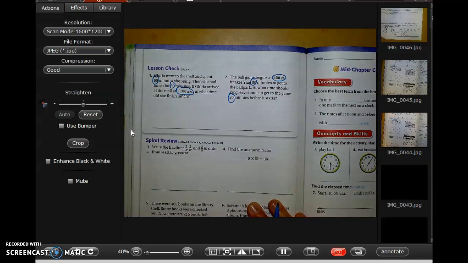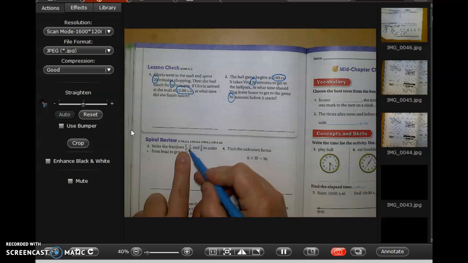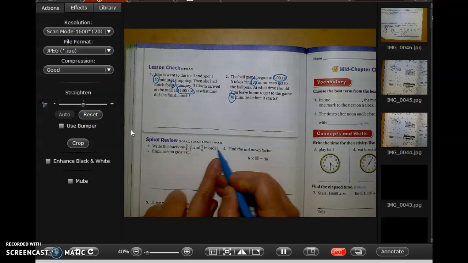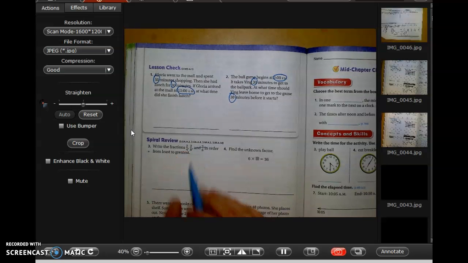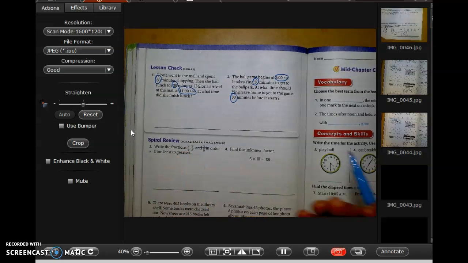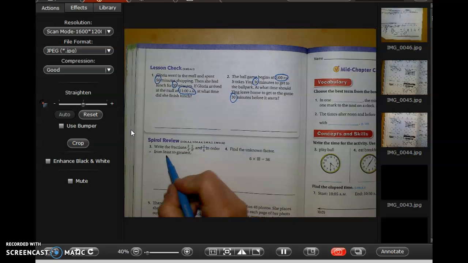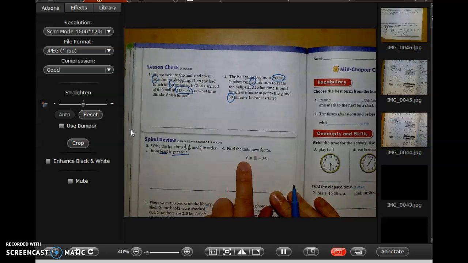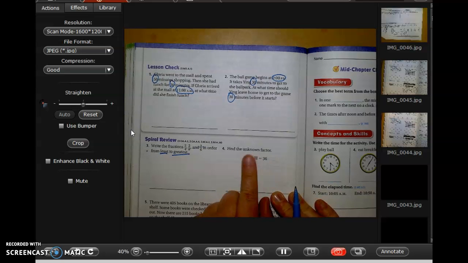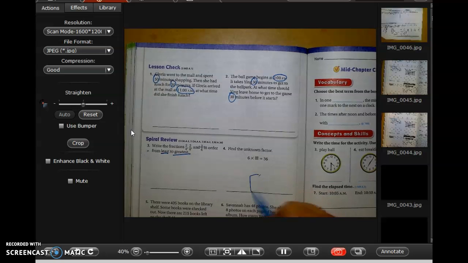Make your number line. Spiral review. Write the fractions 2/4, 2/8, and 2/6 in order from least to greatest. Think about they have the same numerator, and we know the bigger the denominator, the smaller the fraction. We're going least to greatest. Find the unknown factor. 6 times something equals 36. Write your answer on the line.